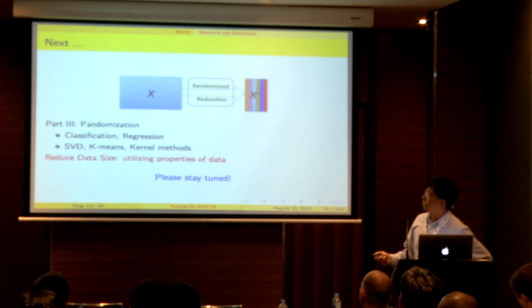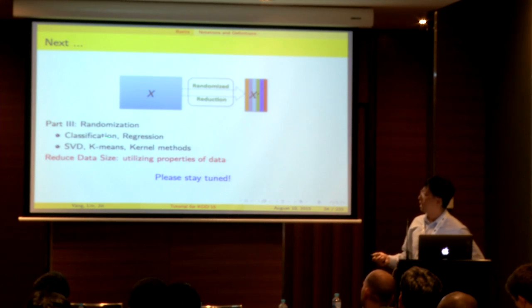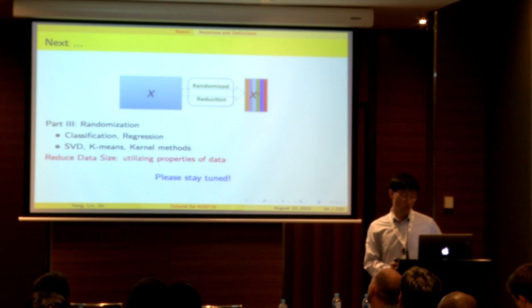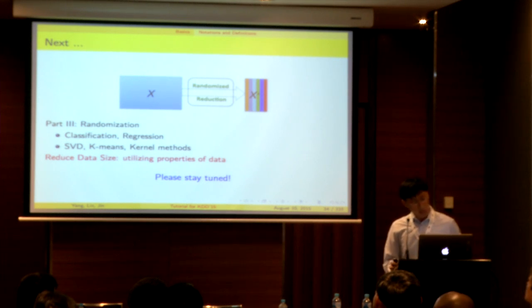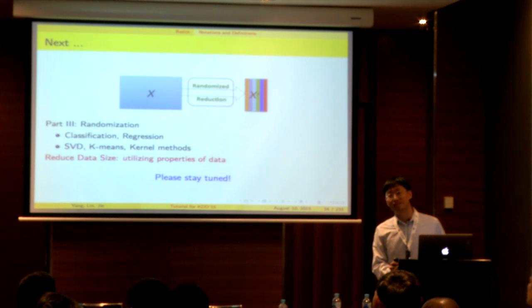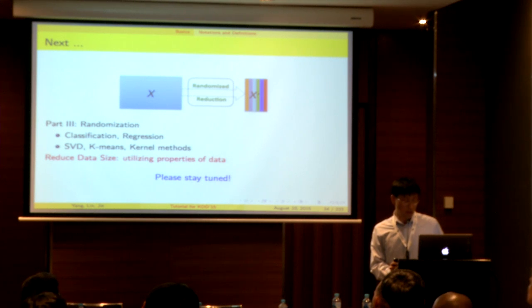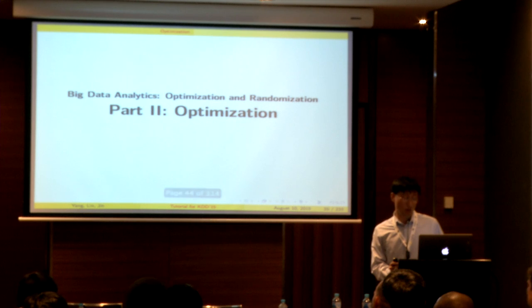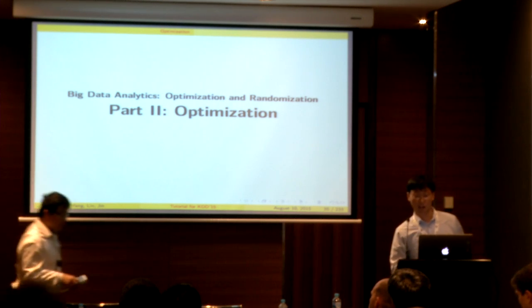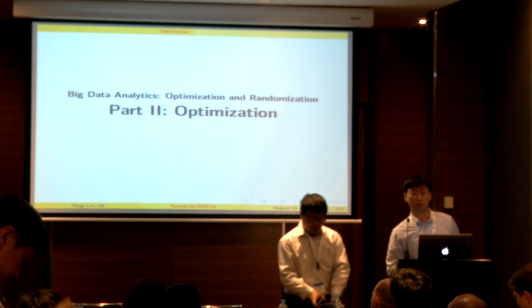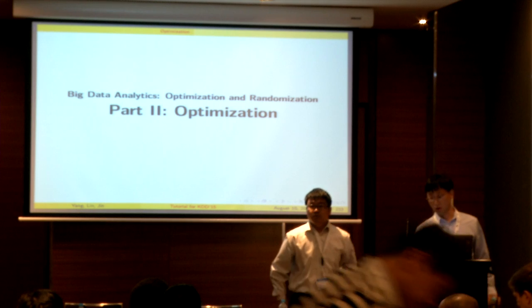There I will talk about randomized classification, randomized regression, and also some other tasks, for example randomized singular value decomposition, randomized k-means, and also randomized kernel methods. The main goal there is to utilize the properties of the data to reduce the size of the data. Okay, so please stay tuned. Next, I'm going to hand over control to my colleague Qihang, and he will talk about the optimization. If you have any questions, you can ask now, or Qihang will continue.